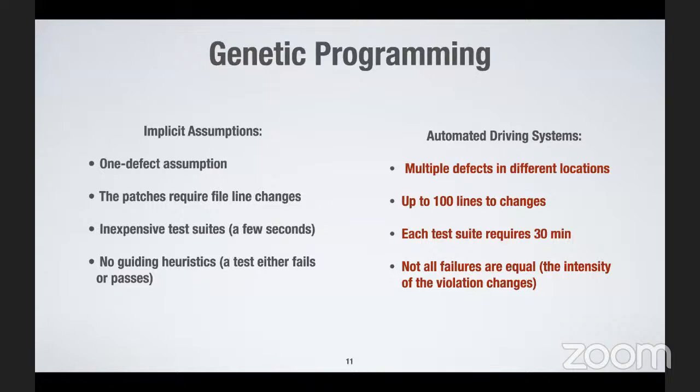And finally, we also noticed that in our context, we can use faster, better heuristics, because not all failures are equal, and we can think about their intensity. For example, considering the distance between two cars, violating the minimum safe distance by 10 centimeters is less dangerous than violating it by 2 meters. So this concept of intensity can provide extra guidance to determine how far we are from an actual patch.